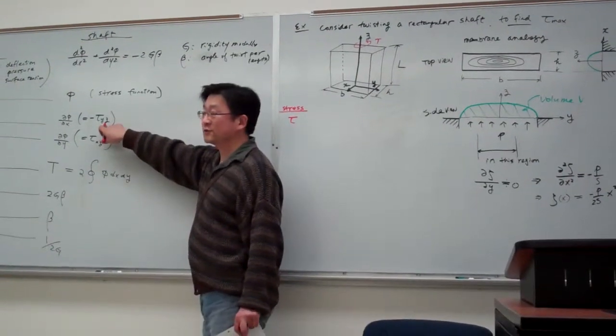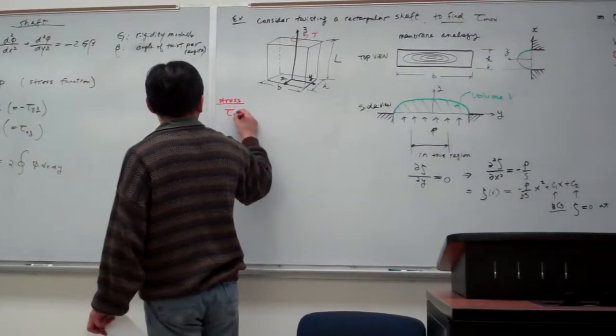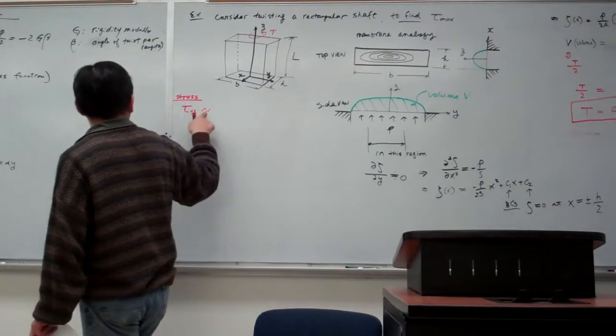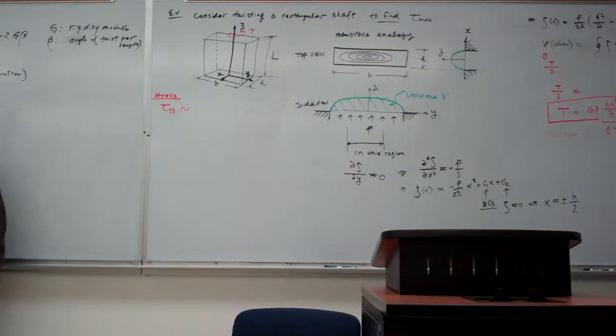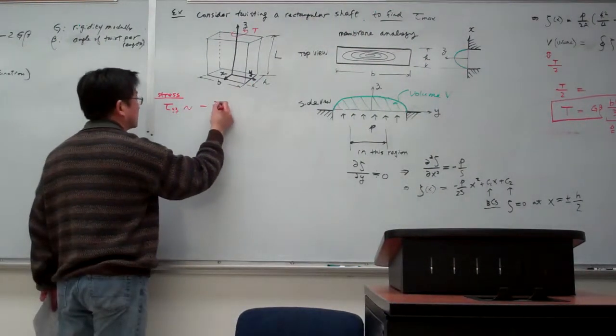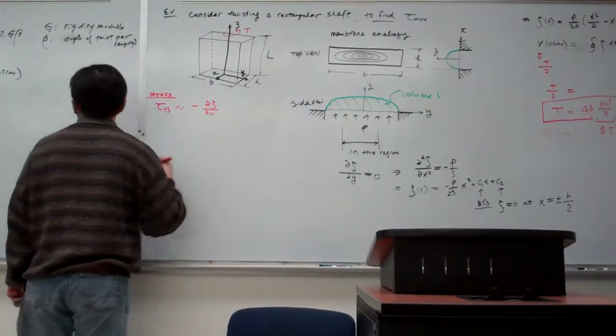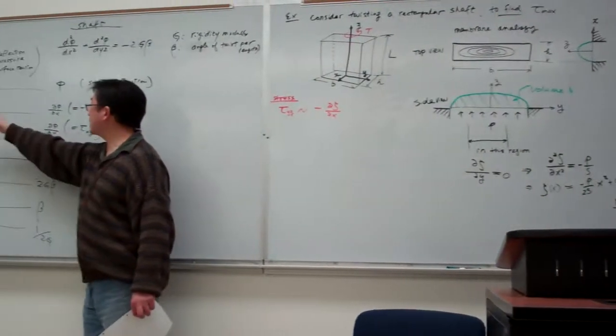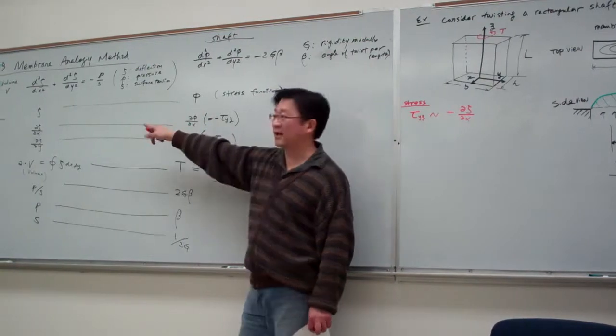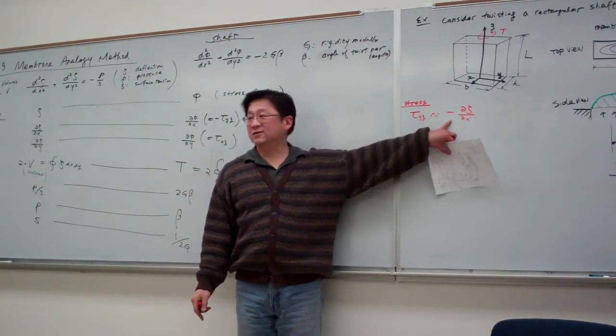Then you fix on this term, the tau yz is equivalent to this one. Minus. Here again, tau yz minus tau yz is equivalent to that one, so I remove the minus sign to that side. So here appears the minus sign.